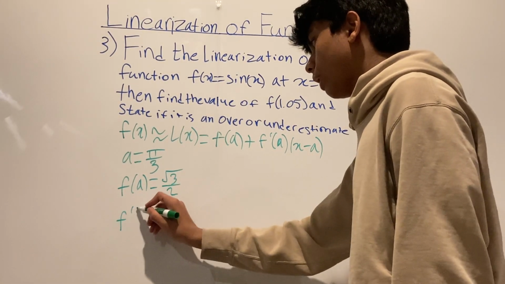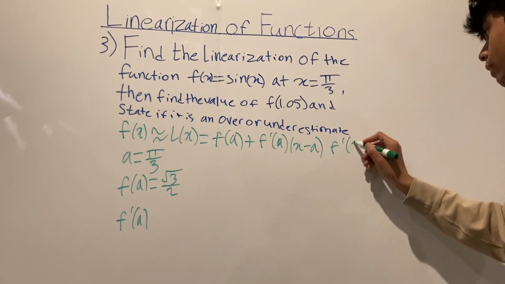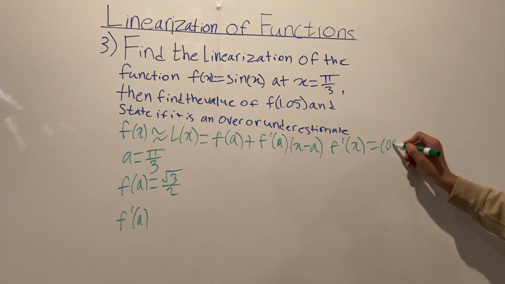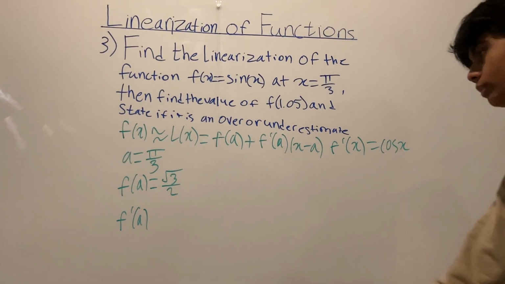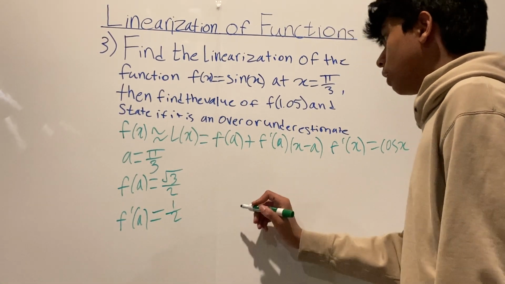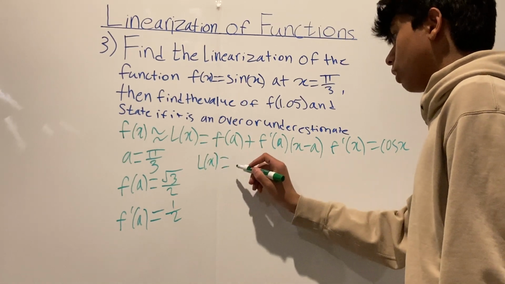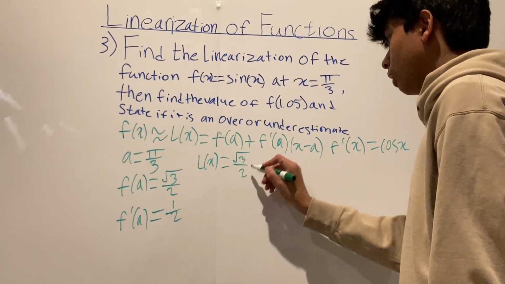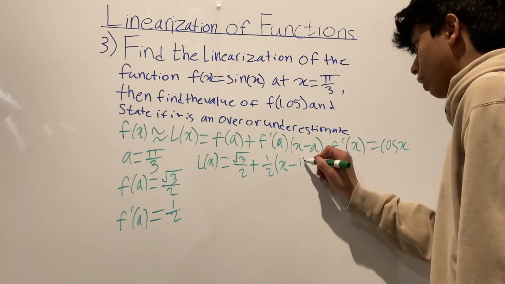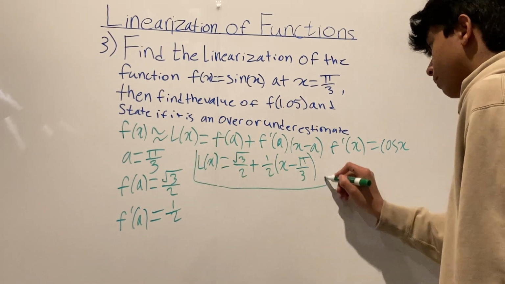And f prime of a, so let's just find that real quick. So f prime of x is actually equal to cosine x, because that's the derivative of sine x. So f prime of a is going to equal 1 over 2. So now let's write our L of x. This is going to equal root 3 over 2 plus 1 over 2 times x minus pi over 3. And this is our L of x.